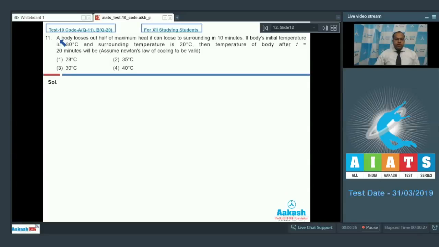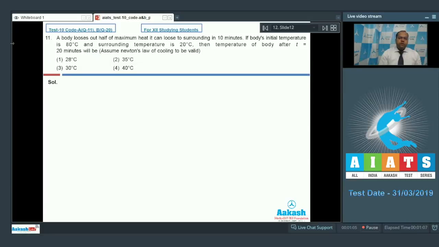In question number 11, a body loses out half of the maximum heat it can lose to the surrounding in 10 minutes. If the body's initial temperature is 80 degrees Celsius and the surrounding temperature is 20 degrees Celsius, then the temperature of the body after t equal to 20 minutes will be.